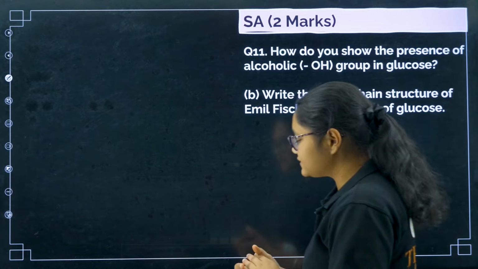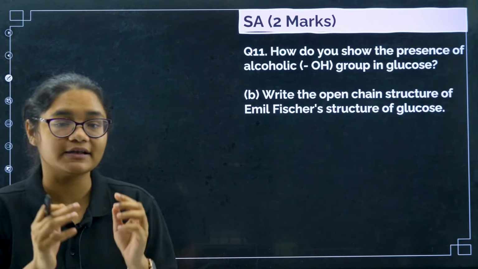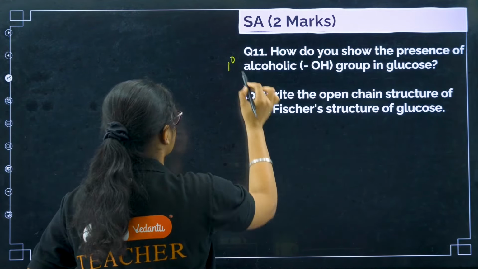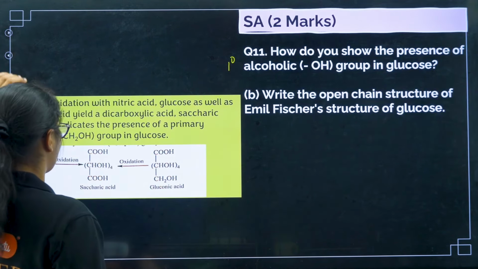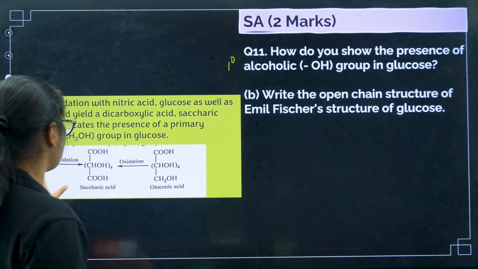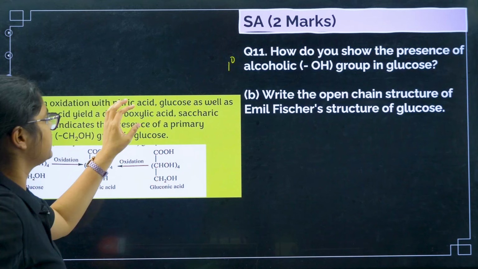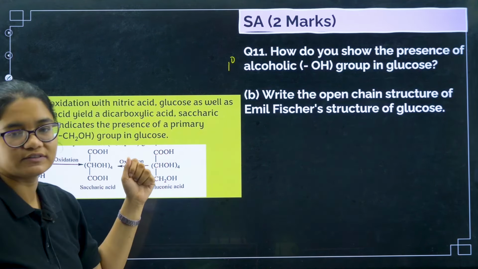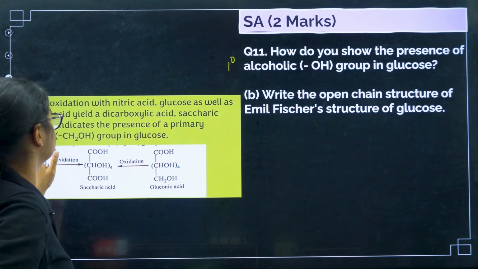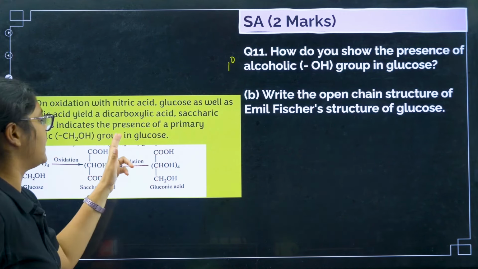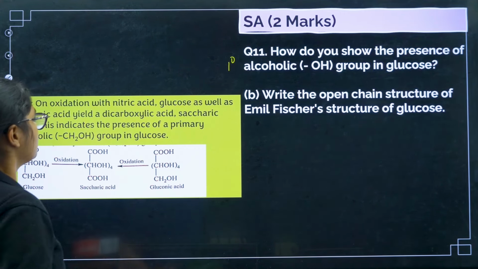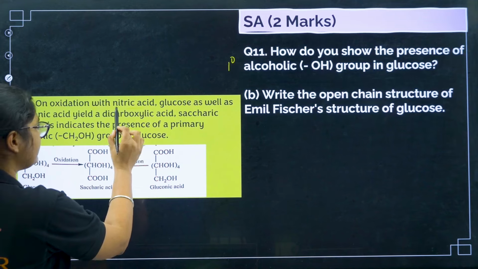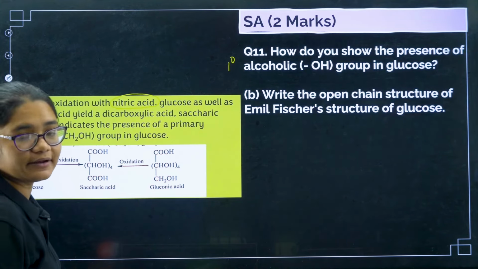How can you show that there is one primary OH group in the glucose molecule? Here we have the reaction on oxidation with nitric acid: glucose as well as gluconic acid yields a dicarboxylic acid, saccharic acid. This indicates the presence of a primary alcohol group. So it is with nitric acid. Okay, oxidation with nitric acid.